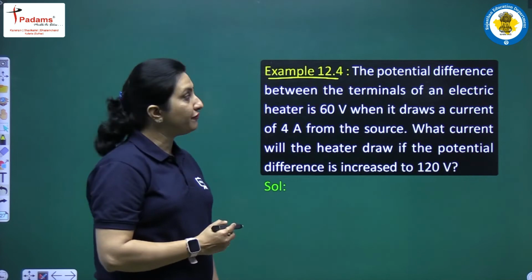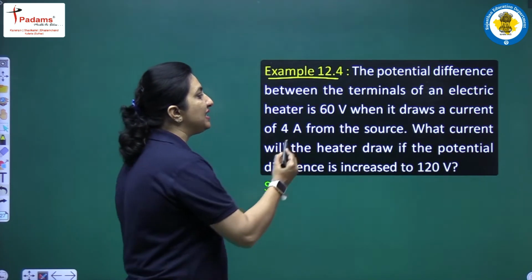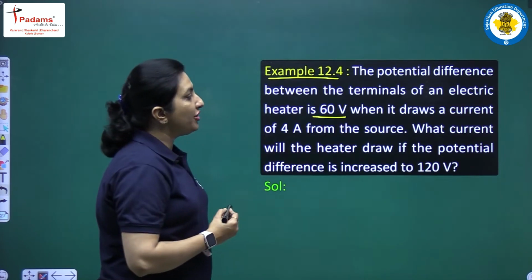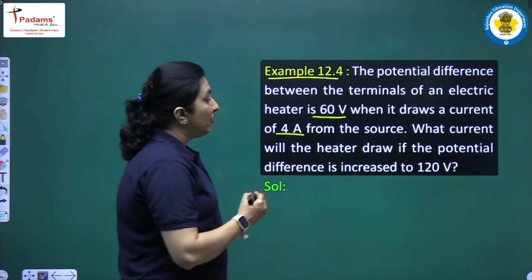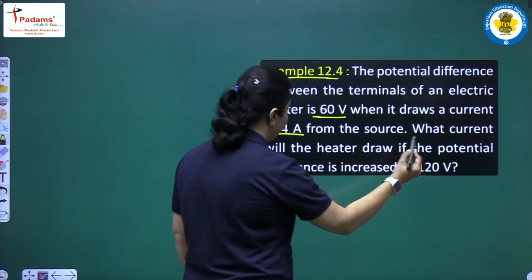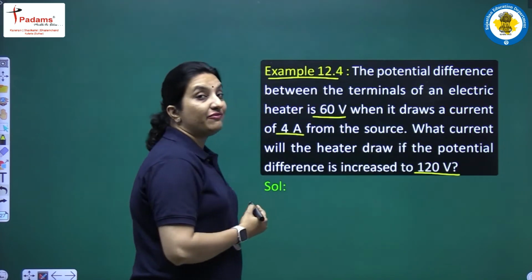Example 12.4. The potential difference between the terminals of an electric heater is 60 volts when it draws a current of 4 amperes from the source. What current will the heater draw if the potential difference is increased to 120 volts?